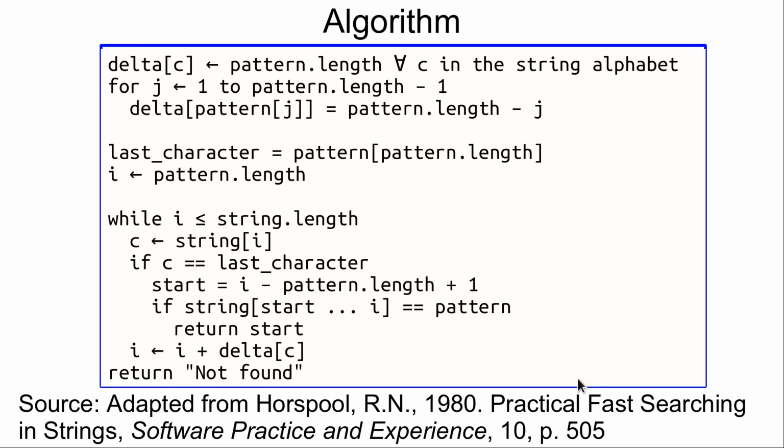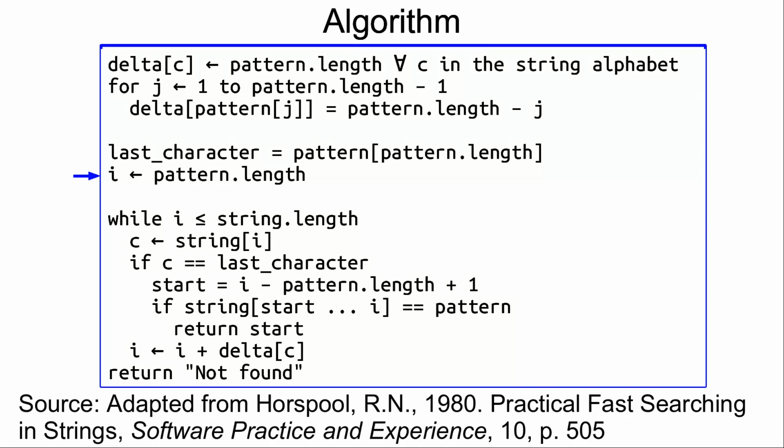For each character in the pattern, except the last one, we make sure that the shift for that character is the distance of its last occurrence from the end of the pattern. The shift for characters that aren't in the pattern is the full length of the pattern by default. We note what the last character in the pattern is, and we start at the beginning of the string. So here, I points to the end of the proposed match.